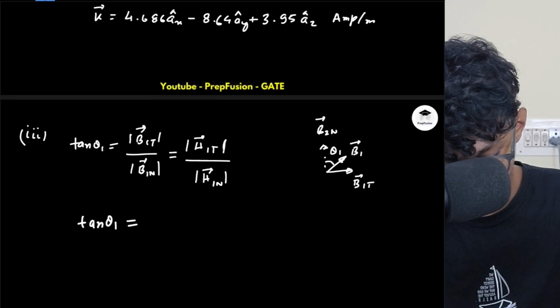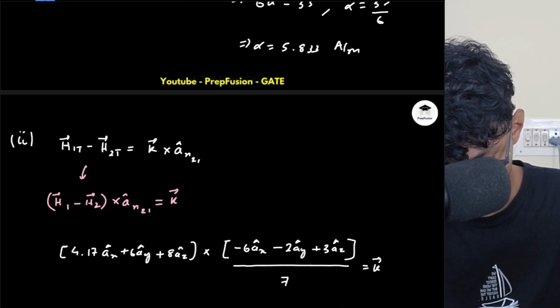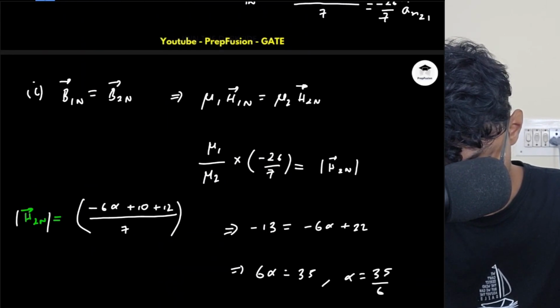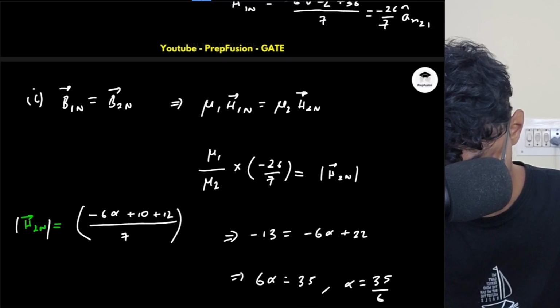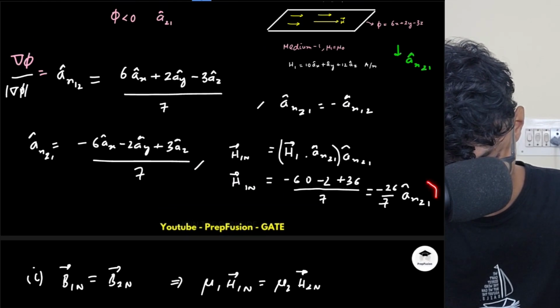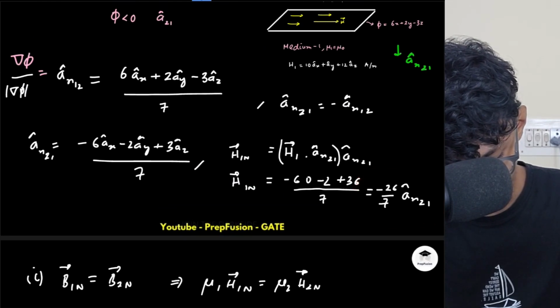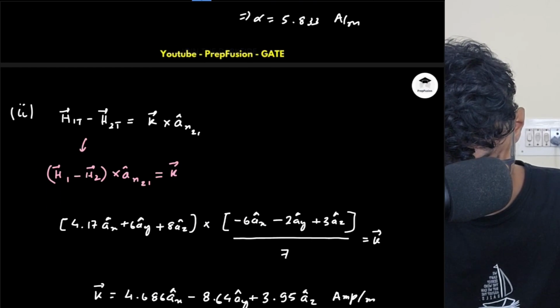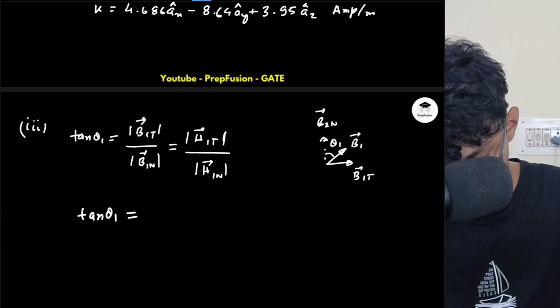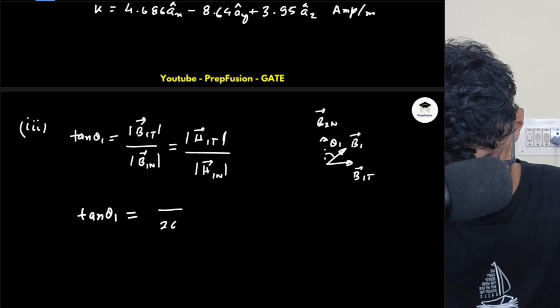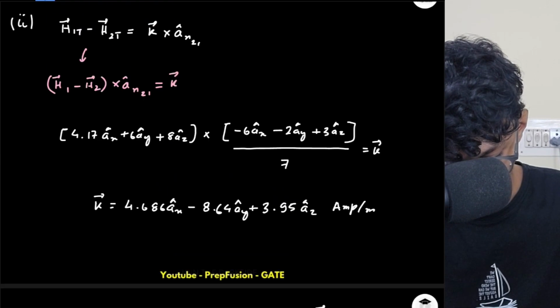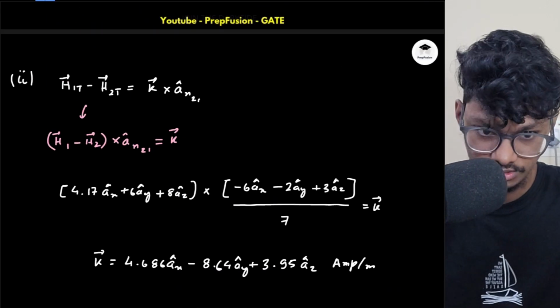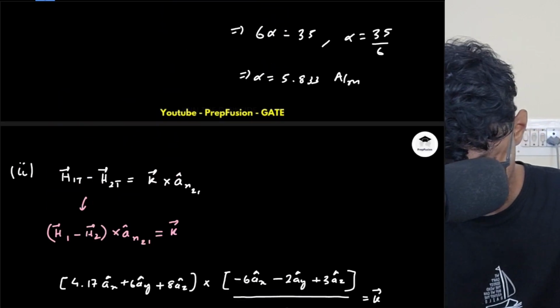What is the H1t magnitude? The H1n magnitude is this only. The magnitude of this will be 26/7. So this will be 26/7. What about the other component? For the other component, I have to find the magnitude. So simply, you can just subtract.